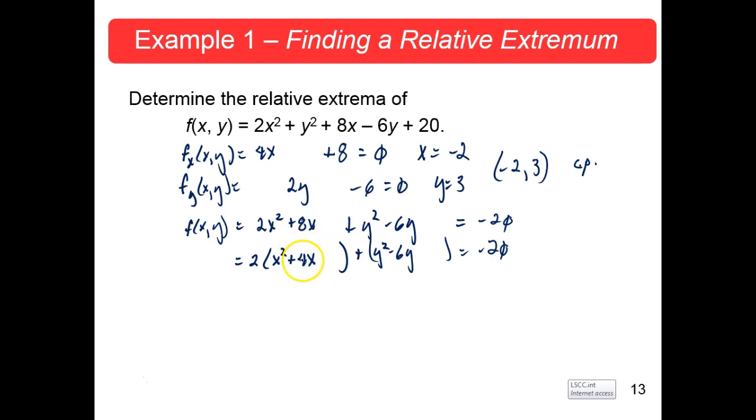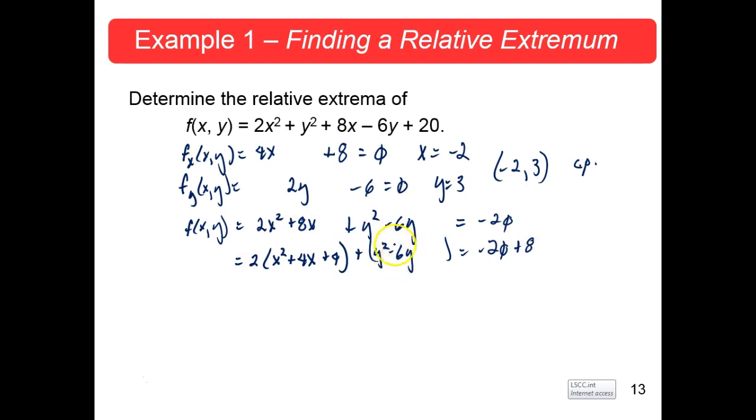Take half of 4, and that gives you 2. And then you square it, and that gives you a 4. Now, what have we just done? We've just added 8 to this side, right? So we add an 8 over here to compensate.